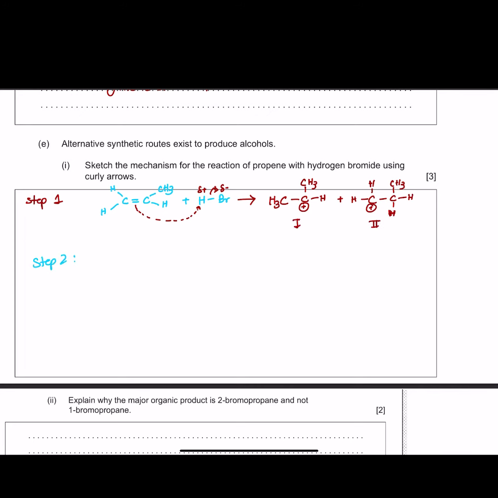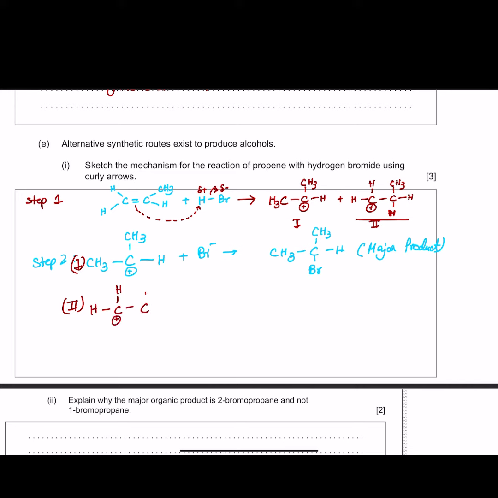Now step 2 is bromine will get attached to both of them. Plus Br minus. This will be the major product. And the minor product will be formed from the second one. So we just have to connect the Br to this positive charge, and we will get the final product here. This will be your minor product. This is the complete mechanism and answer to part 1.